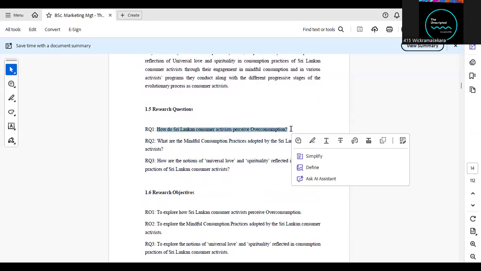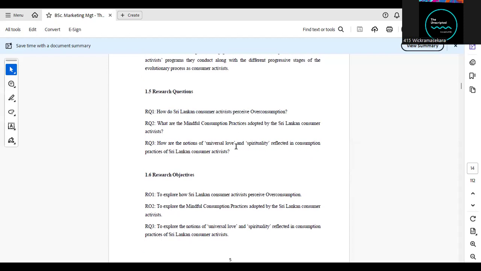First of all, I'm trying to understand how consumer activists perceive overconsumption, right? And then what are the different mindful consumption practices that these consumer activists have adopted, right? I should mention, my study was about consumer activists, right? How consumer activists used mindful consumption practices with their spiritual and mindful maturity. That is why we have come up with this question. And then finally, how are universal love and spirituality reflected in the consumption practices of these consumer activists?